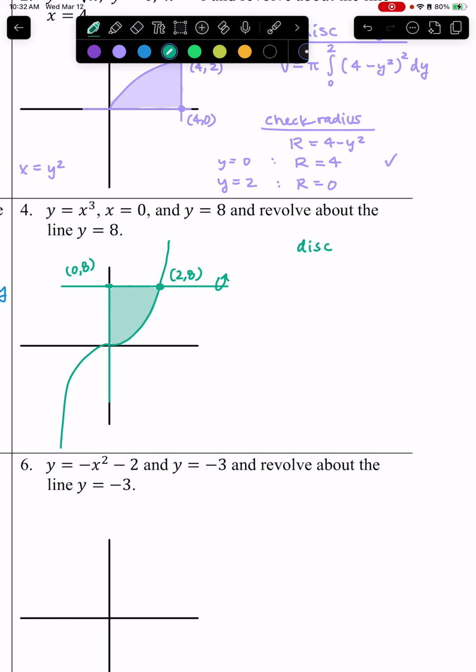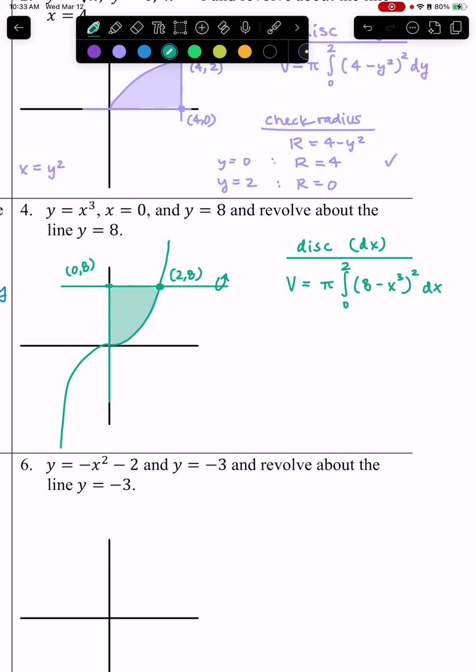So using the disk method, we're going to be having dx as our variable of integration. Volume is pi r squared, so that's going to be pi. Our x values vary from 0 to 2. And our radius is going to be, we're going to start at the line that we're rotating about, which is 8, and we're just going to subtract the function, which is already given to us in terms of x. So we're going to go 8 minus x cubed squared dx.